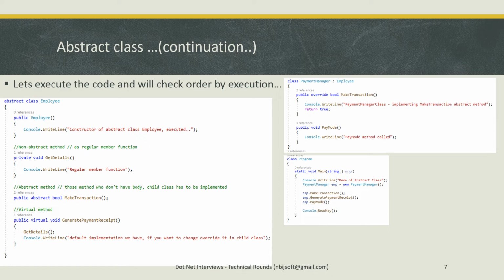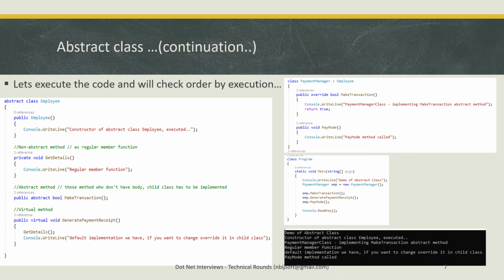Again, we call GeneratePaymentReceipt, our virtual method, which has a default implementation. We have not implemented it in PaymentManager, so it uses its own implementation in the abstract class. That is the beauty of an abstract class: we have a default implementation, and after that we can call PaymentManager's own method, PayMode. It also gets called and shows "PayMode method called". So finally the output is what we have just discussed.